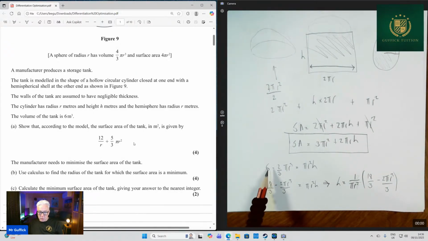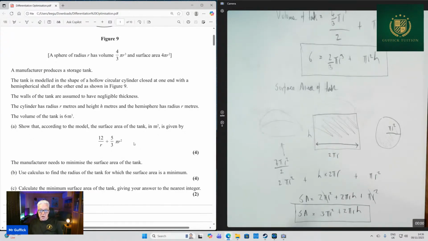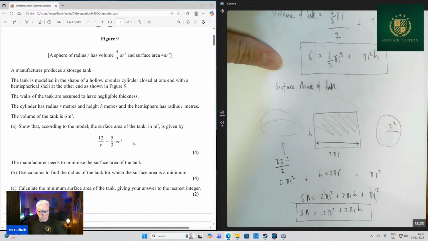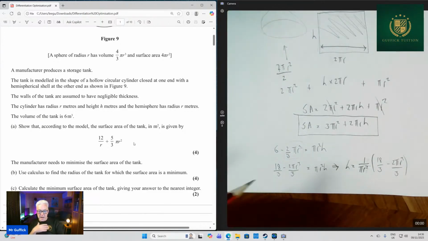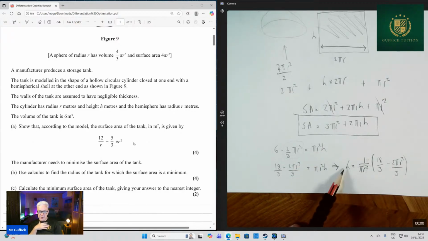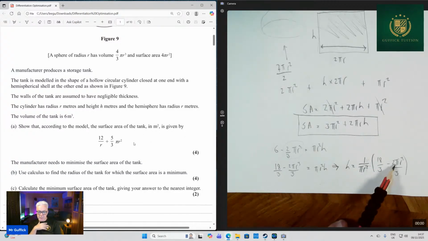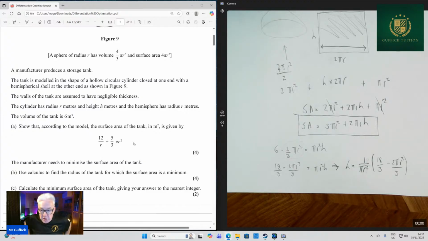So all I've done is taken 2/3 pi r cubed over to the left-hand side, and that gives us pi r squared h. Again, just rearranging this formula from before. We are now going to divide by pi r squared. So when I divide by pi r squared, I get the expression for h is 1 over pi r squared times 18 over 3 minus 2 pi r cubed over 3. Okay, so that's our expression for h.